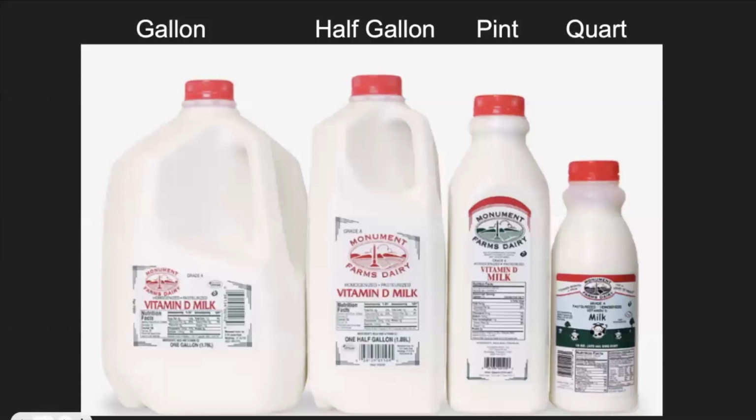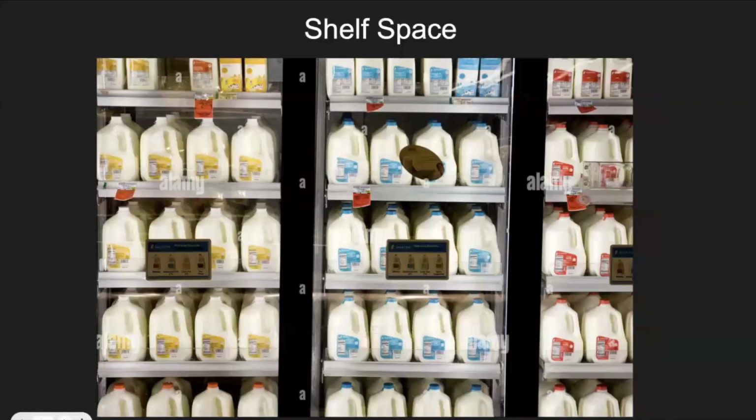And on this slide, I have a picture showing y'all the different sizes of milks. They're pretty obvious. They just go in order of biggest to smallest. And as you can see, they say it on the label.